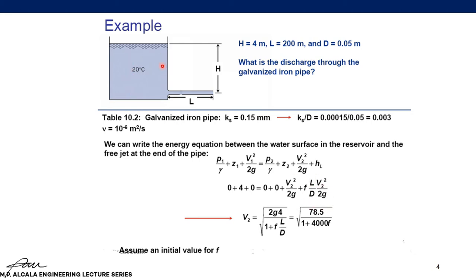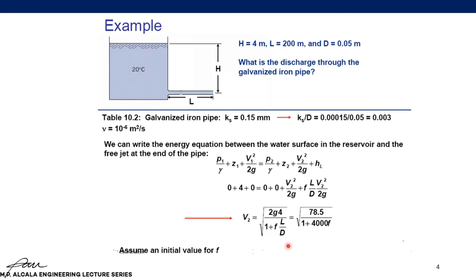Since you will have head losses, the summation of the head losses from the opening of the pipe and along the length of the pipe is simply HL. In this case, it is f times L over D times V squared over 2g, from your Darcy-Weisbach equation. Solving for V, we have this equation: V equals the square root of 2g times 4 over 1 plus f multiplied by L over D. So the friction factor is still unknown.